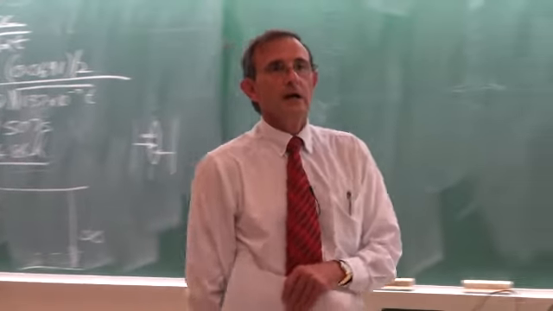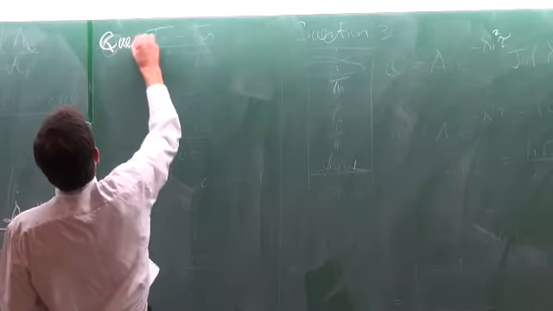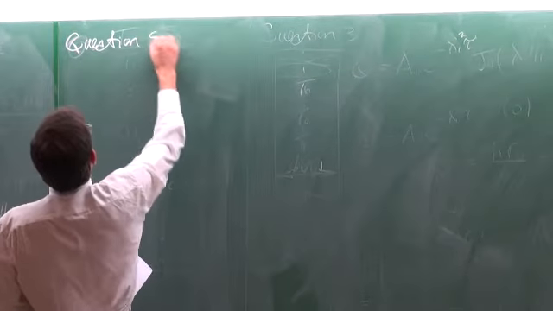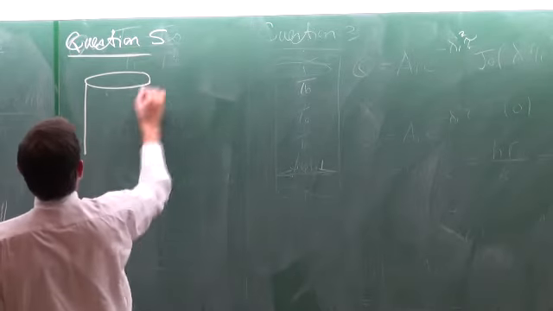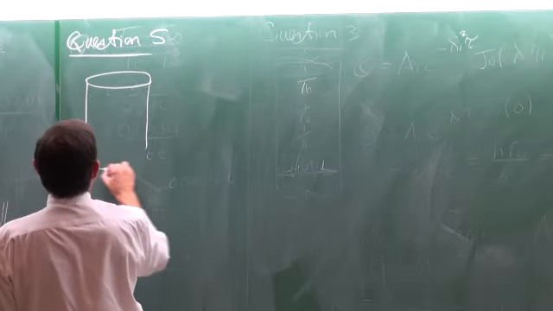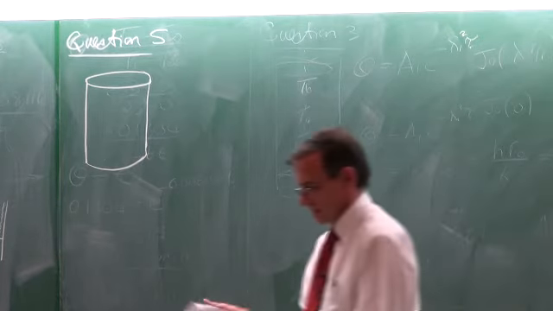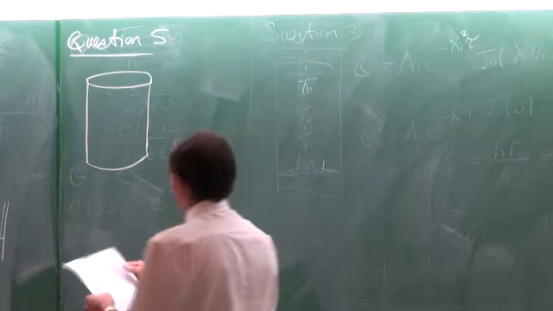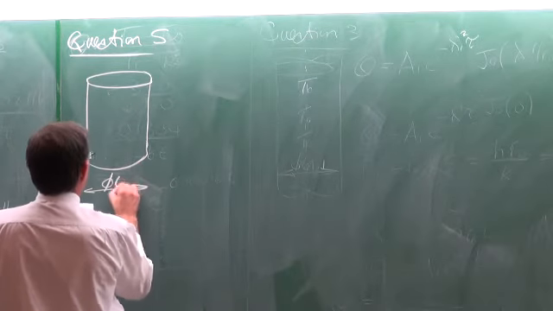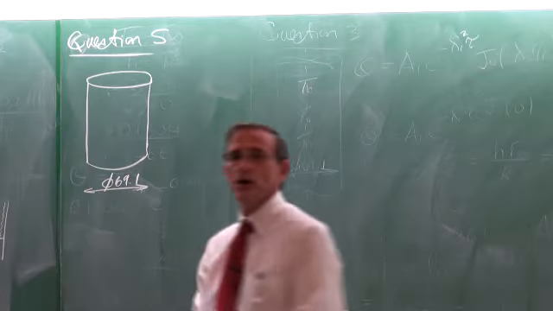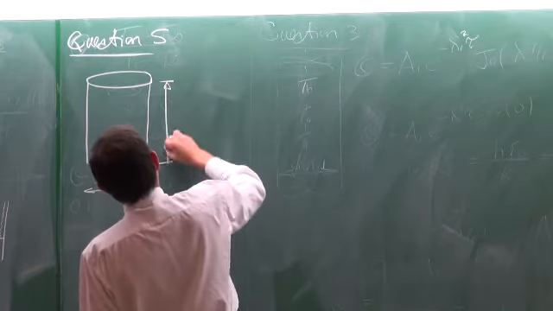Okay. Now, the last question, question 5, is to say, well, let's consider the body as a short cylinder. Okay, short cylinder. And this short cylinder now will have a diameter of 69.1 and a length of 200 millimeters.